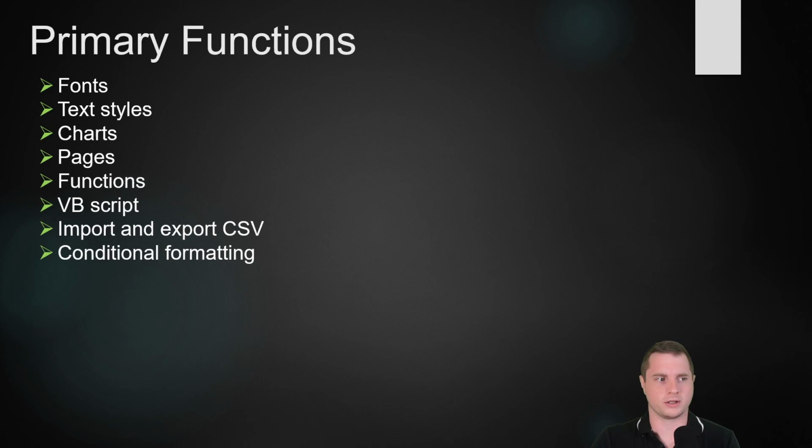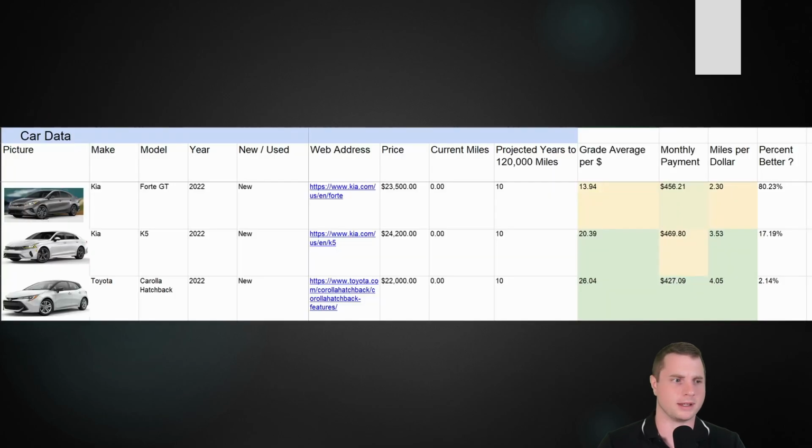All right, primary functions: text, styles, charts, pages, functions, VB script. We'll go over that later on. Import, export, all right, and then conditional formatting. So we will go over VB script, import and exporting, and those are going to be covered later when we actually need them. But everything else we'll cover during the demonstration, which is the next video.